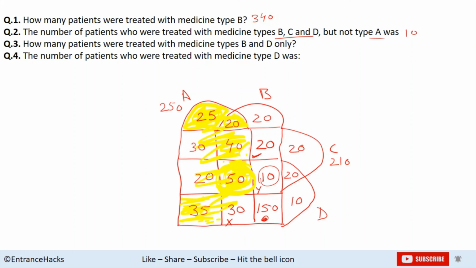Then we have the next question, how many patients were treated with medicine type B and D only? B and D only is this 150. Patients who were treated with medicine type D: so this will be the total of this area under D. So it is 50, 40, 100, 100 plus 150, 250, 250 plus 60, 70, 75. So it is 325. Okay. So let's see you in another video.